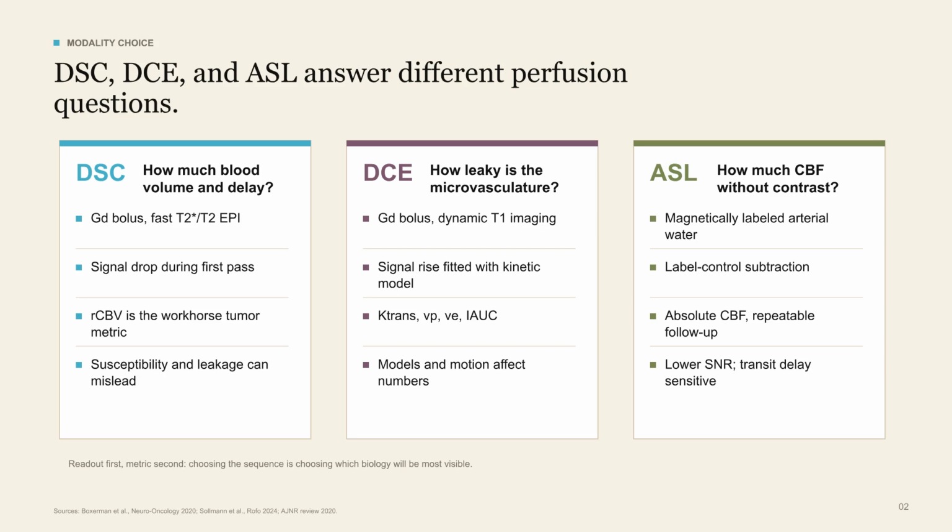DSC focuses on blood volume and delay, using a GD bolus and T2*/T2 EPI. DCE assesses microvascular leakiness with GD and dynamic T1 imaging. ASL quantifies CBF without contrast, utilizing magnetically labeled arterial water.